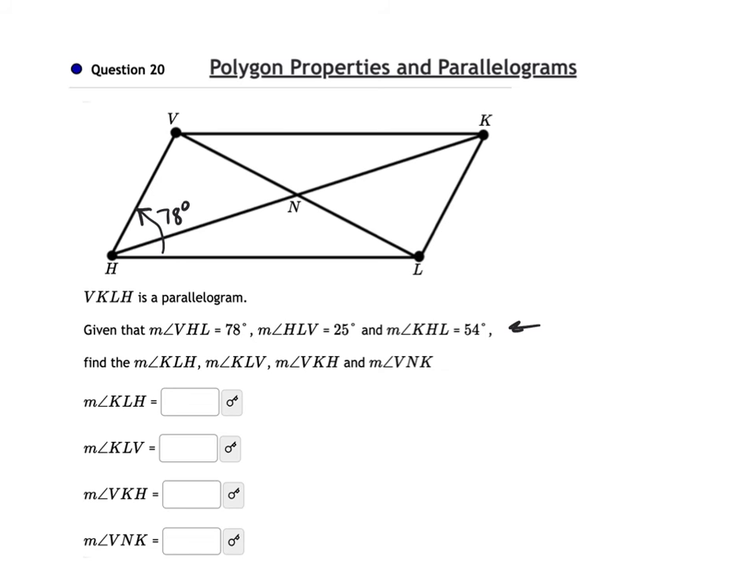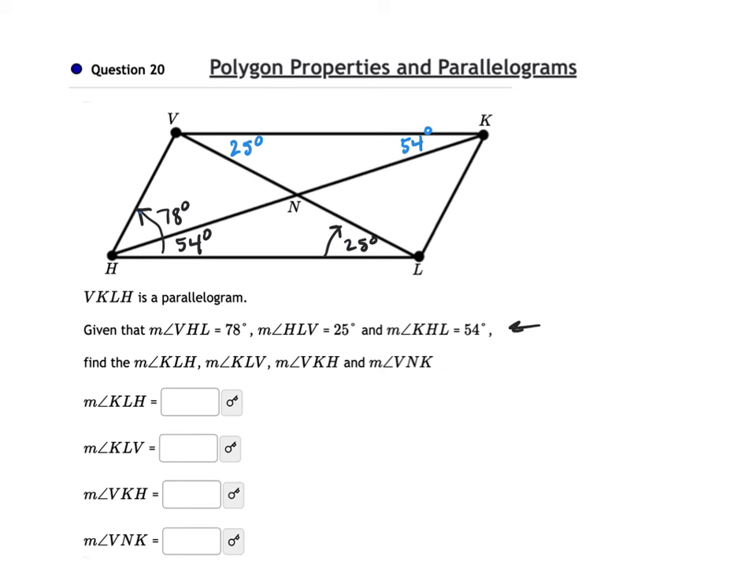HLV is 25 degrees. That's this one. And KHL is 54 degrees. Let's find every angle we can. Alternate angles, this one's 25 degrees. Alternate angles, this one's 54 degrees.